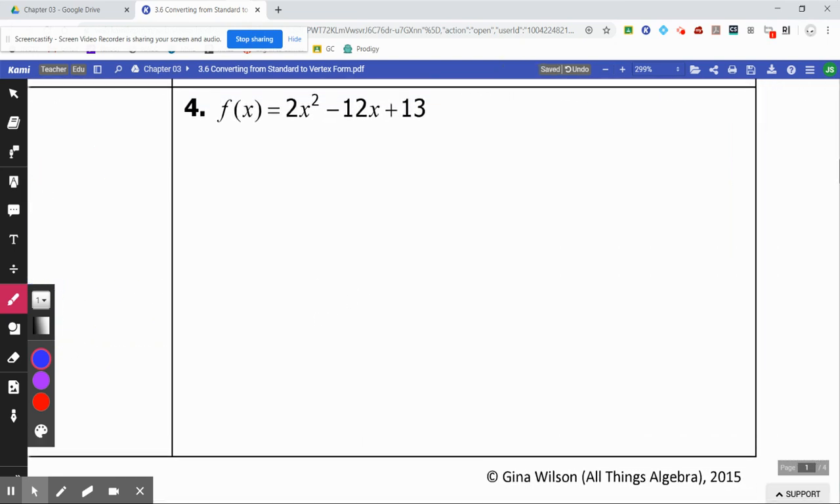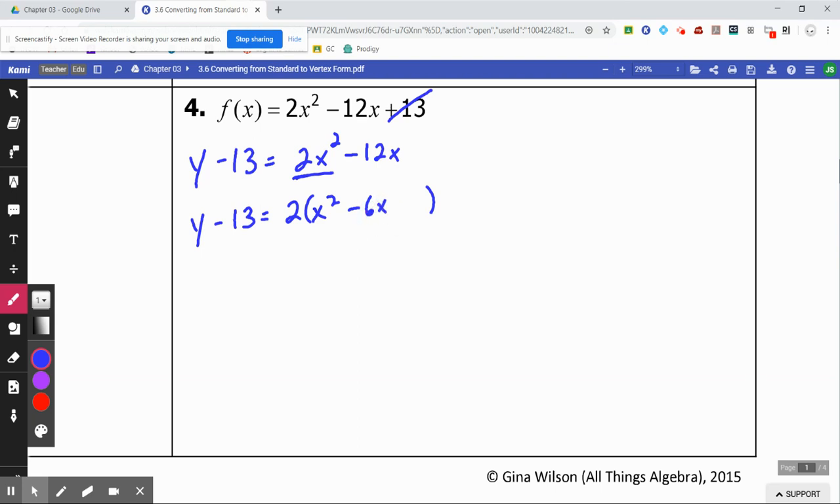Number 4, we'll work several of these problems because, again, these are a little bit more difficult than some of the stuff that we've been doing. Again, step 1, we always move our constant over. So you now have y minus 13 equals 2x squared minus 12x. If there's a number in front of x squared, it now gets factored out. So we do 2 parentheses. 2 times x squared gives you 2x squared. 2 times -6x gives you -12x.